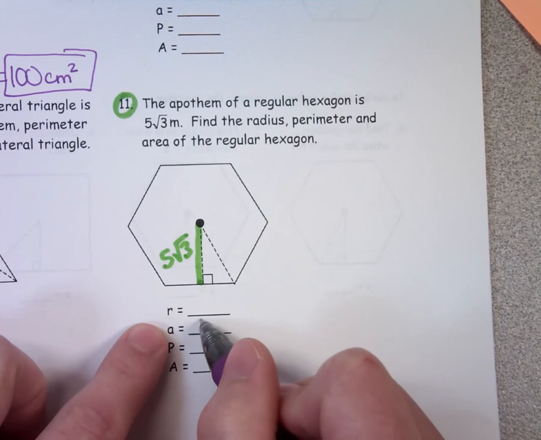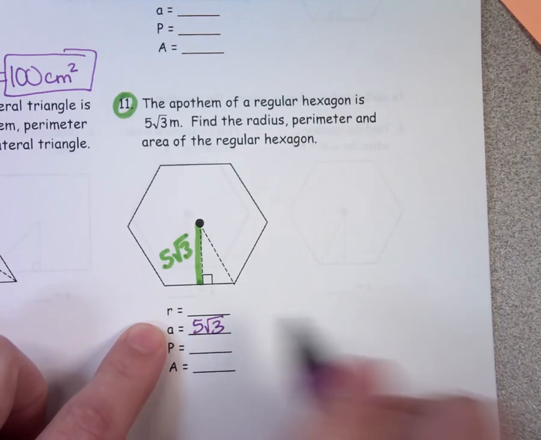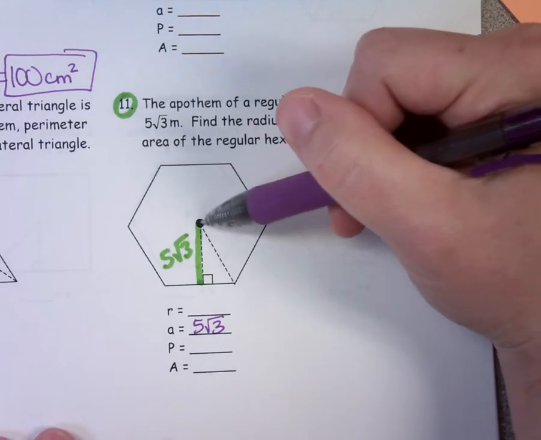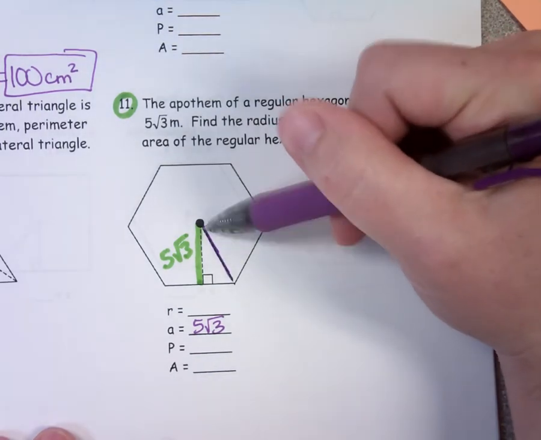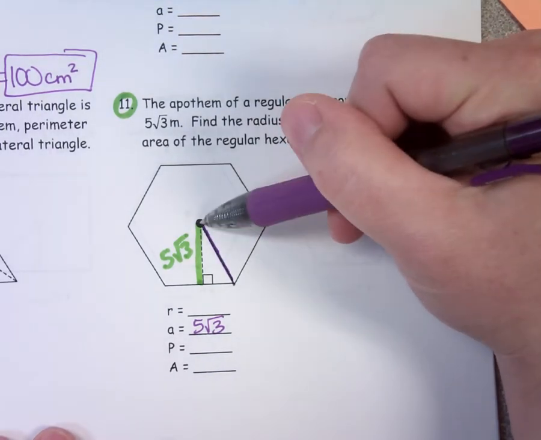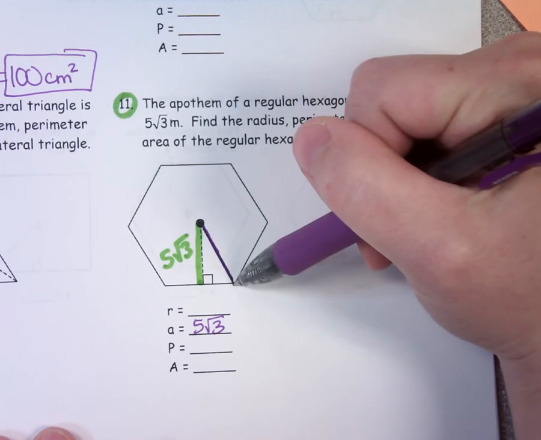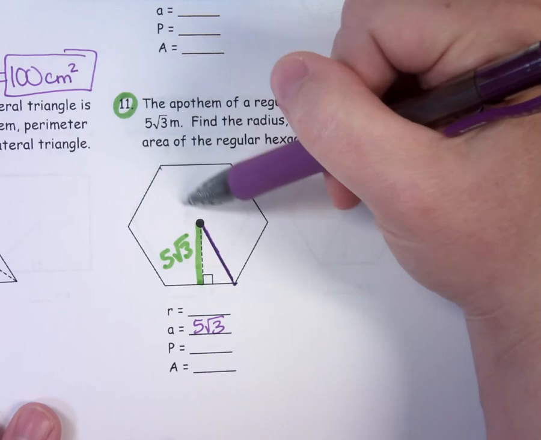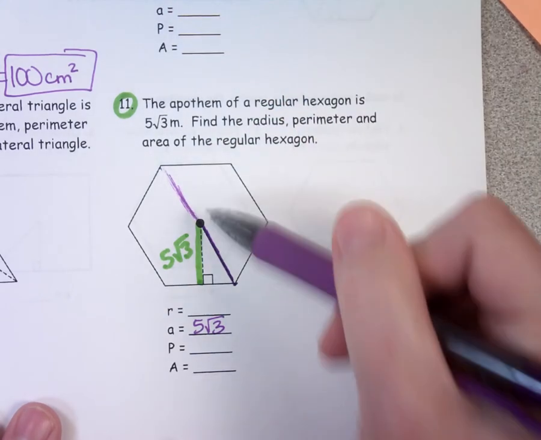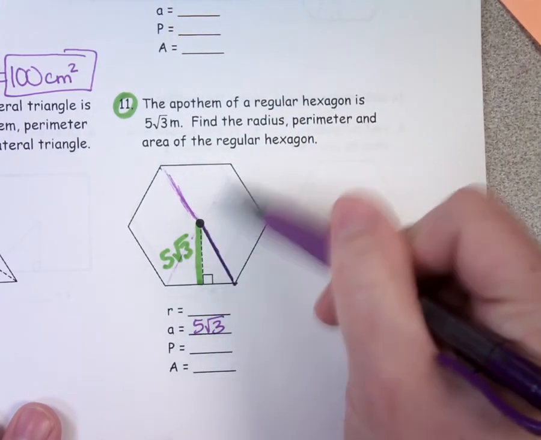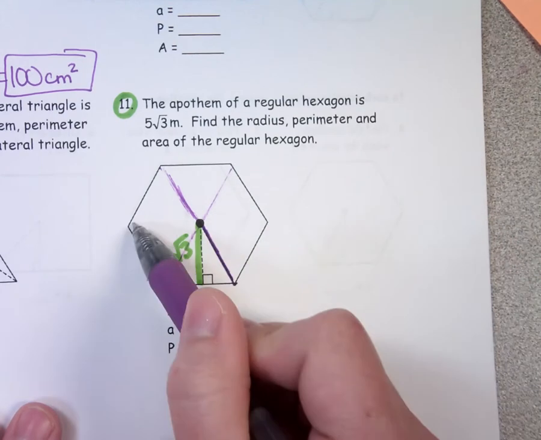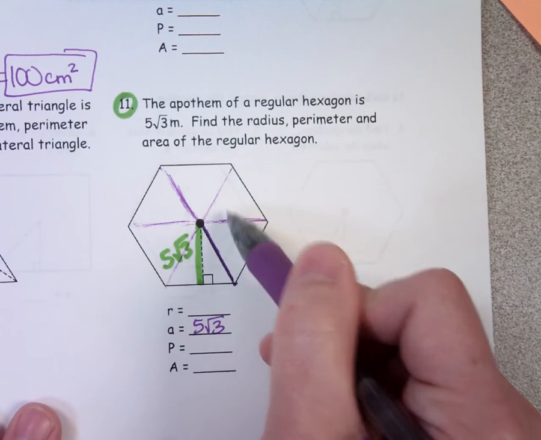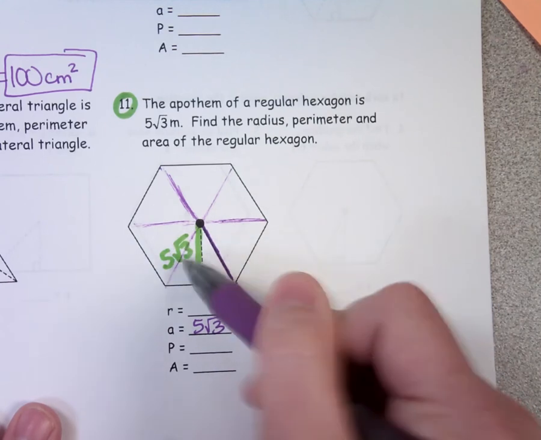Okay, so let's just go ahead and write down that the apothem is 5 square root of 3. Get one thing out of the way. Okay, this guy right here is the radius, because it goes from the center of the shape to a vertex. So I need to know what all my central angles are, so I could draw them all in. I'm just going to do it just a little bit here, kind of light. So all my central angles: here, here, here, here, here, and this one.